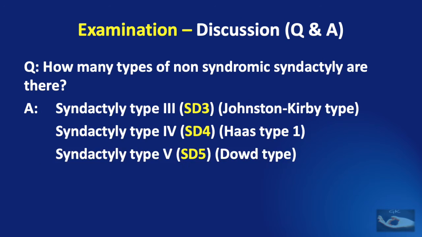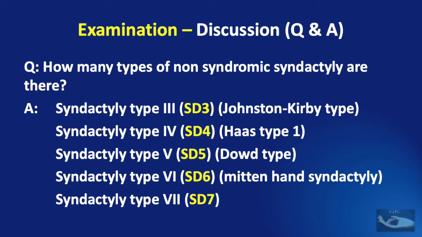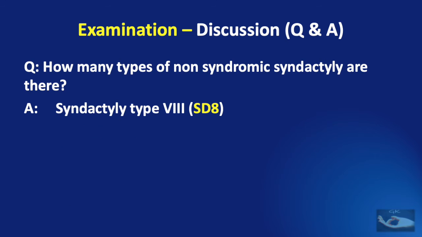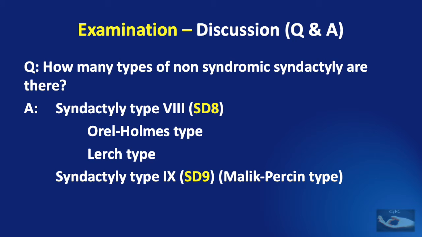Syndactyly types 3 to 7 have their own names and own phenotypic presentations. Syndactyly type 8 is divided into two types, while syndactyly type 9 is known as the Malik-Person type. So far, we have seen the 9 types of non-syndromic syndactyly.